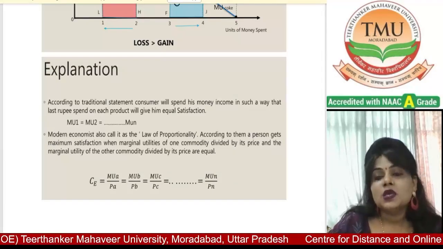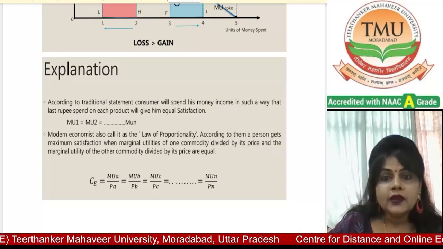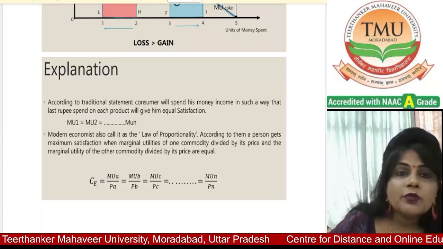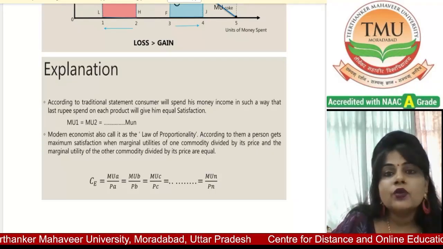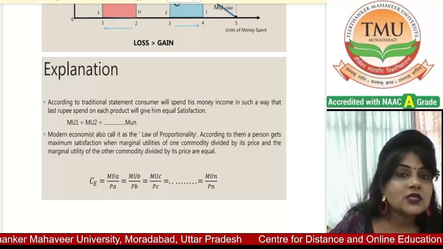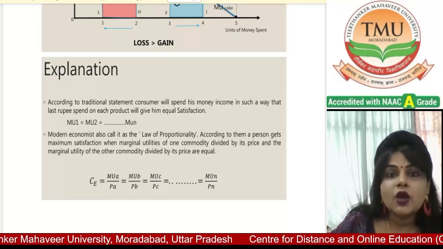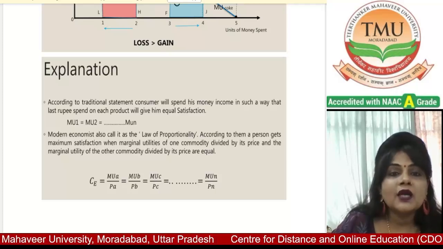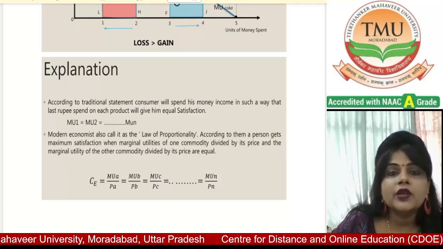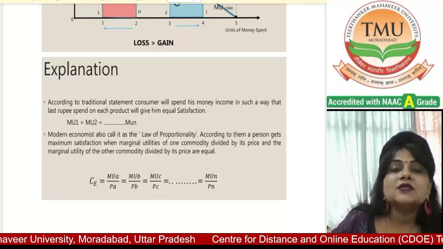You have also seen this in the diagram and in the table. Modern economists also call it the law of proportionality. According to them, a person gets maximum satisfaction when the marginal utility of one commodity divided by its price and the marginal utility of the other commodity divided by its price are equal.